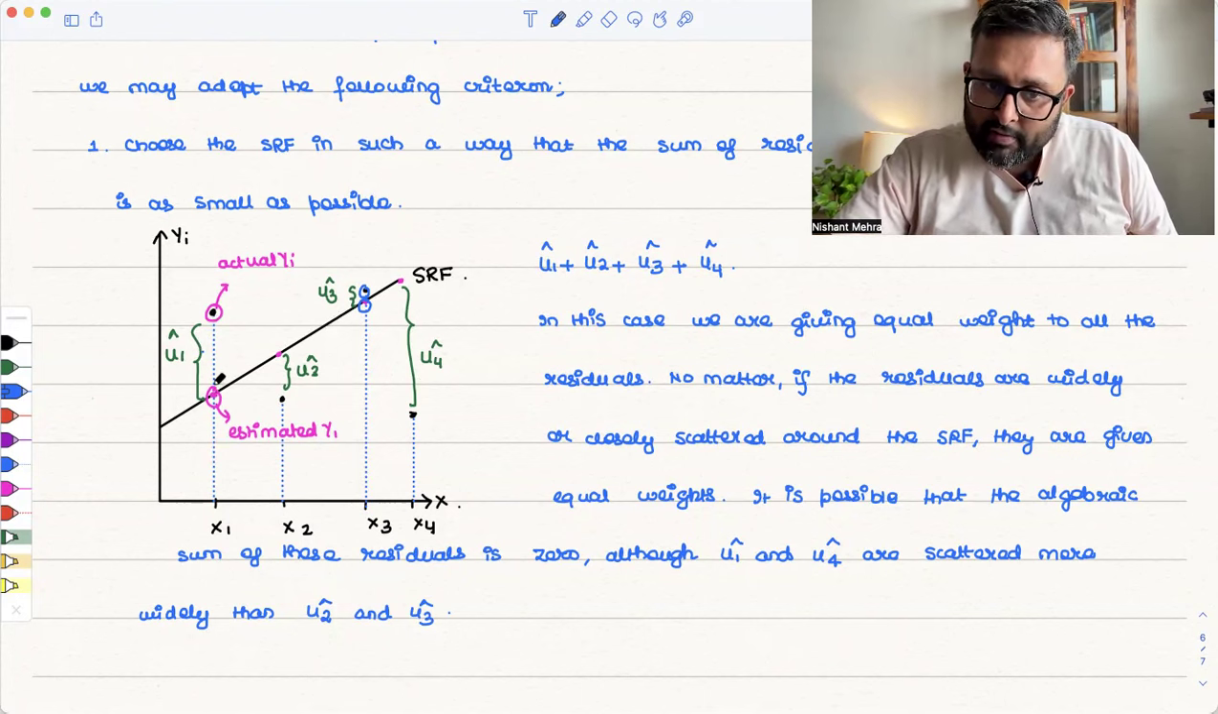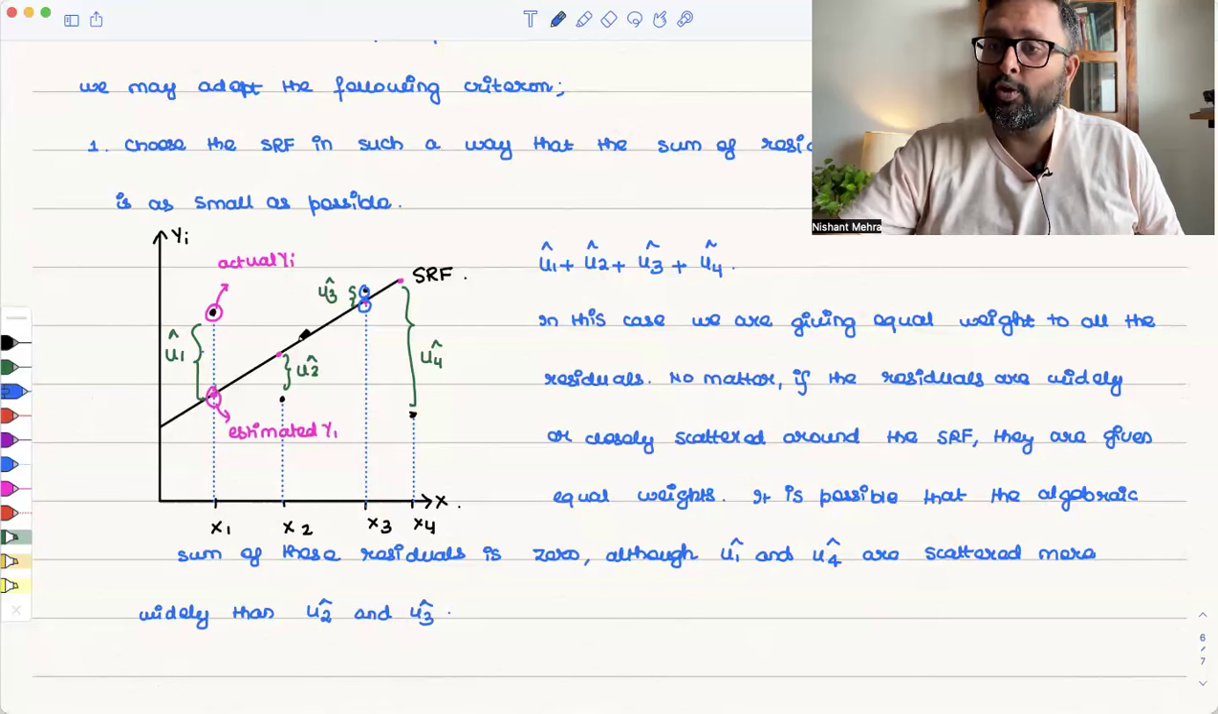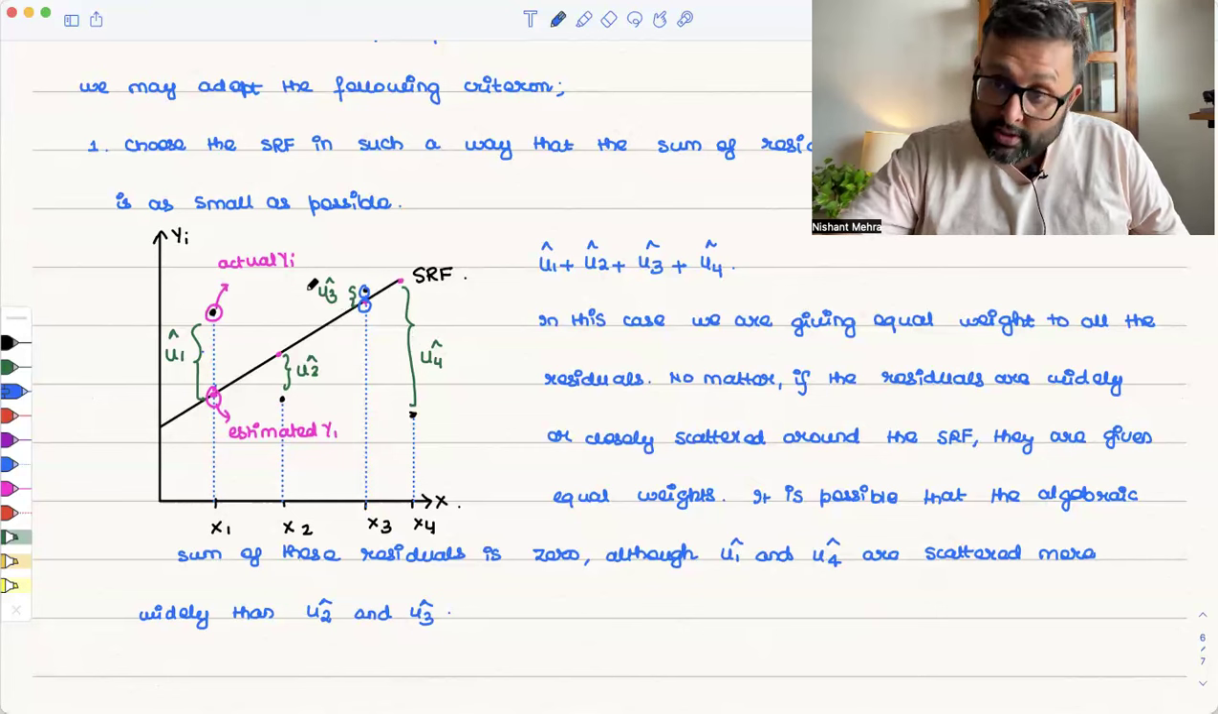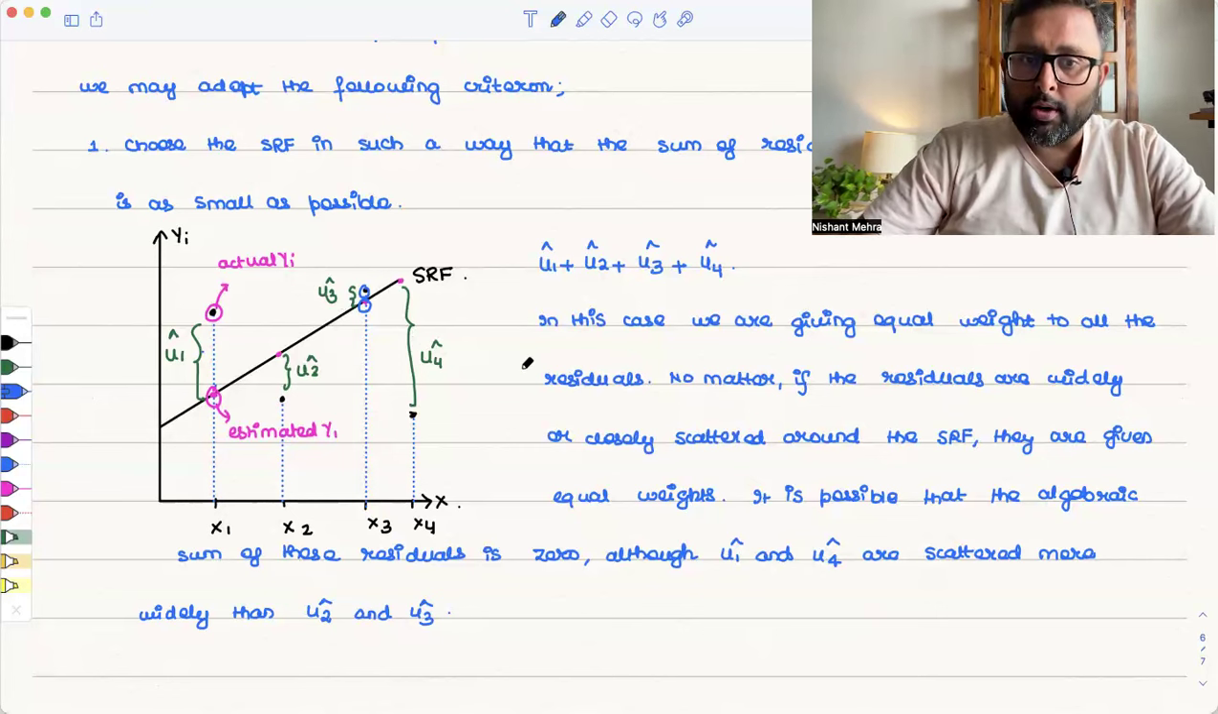If these residuals would have been very closely scattered around the sample regression function, this would have been good for you. But this is not good. So you have one of the residuals which is very widely scattered as compared to this one. So you can't say this is a very good model. So there's a problem with this. So now what is the solution?